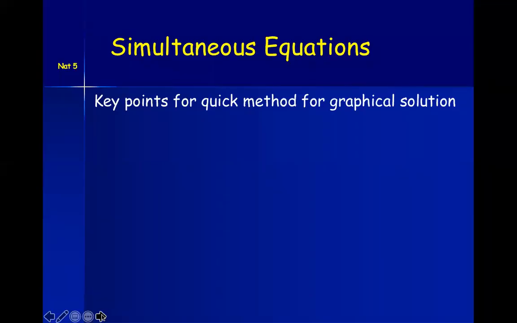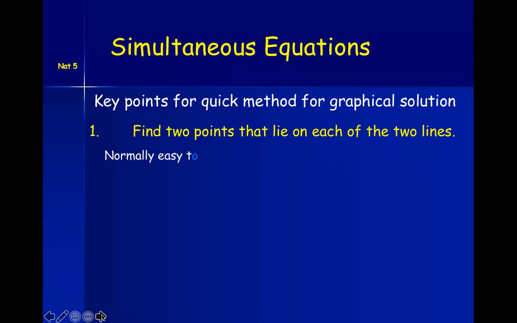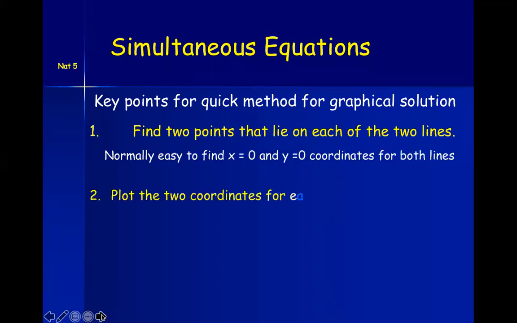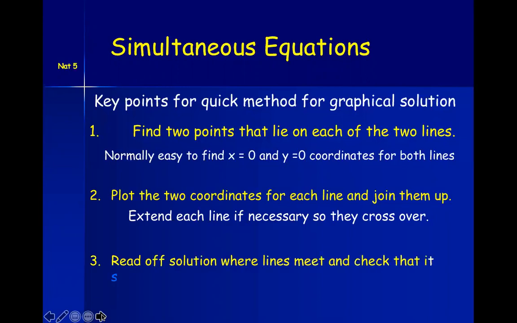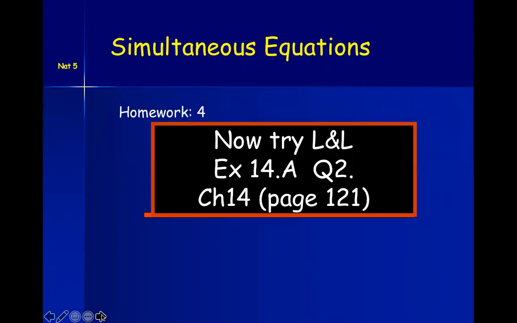Now, key points for the quick method, like what we said: find 2 points, easy to find, x equals 0 and y equals 0. Plot the two coordinates. This is just a summary of what we've just gone through. Join them up, extend the line to make sure that they cross each other, read off the solution where the lines meet, and check that it satisfies both equations. Quite straightforward, not the hardest.